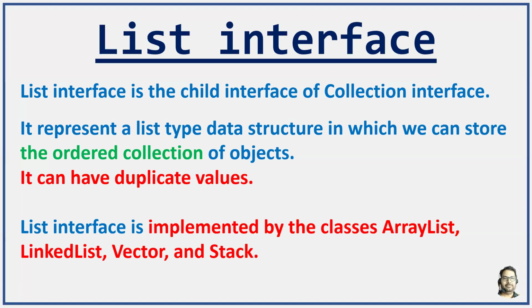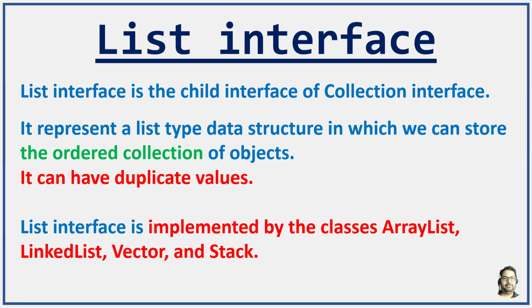Now we are going to discuss the first interface under the Collection interface, that is called the List interface. The List interface is the child of the Collection interface. It represents a list type data structure in which we can store an ordered collection of objects. It means the List interface implements the concept of a list. And what is the quality of a list? A list is ordered, and it can have duplicate elements.